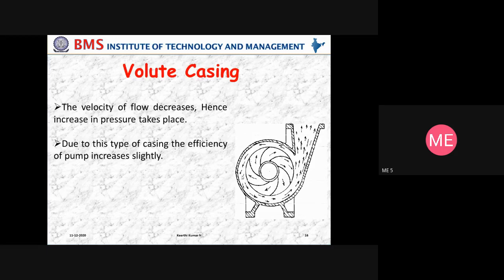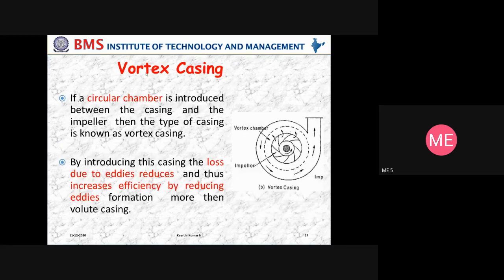Then further improvement is done with the vortex casing. With the vortex casing, a further small increment has been observed in the efficiency. What is that? If a circular chamber is introduced between the casing and the impeller, then that type of casing is known as vortex casing. Instead of the water going directly from the blade to the spiral casing, if I use one more ring-like structure or circular chamber, then it is called vortex casing. I will show you the video of all those casings: volute, vortex and spiral casings.